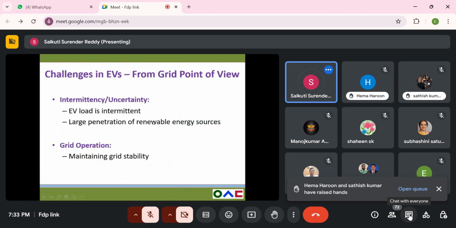Now, so these are all advantages with electric vehicles, but there are certain challenges with electric vehicles from the grid point of view. As I said, electric vehicles are going to introduce some kind of intermittency or uncertainty to the grid. When you use electric vehicles, the load is intermittent, so it is going to give you some kind of challenges. And also, maintaining the grid stability is one of the problems when you have these electric vehicles.